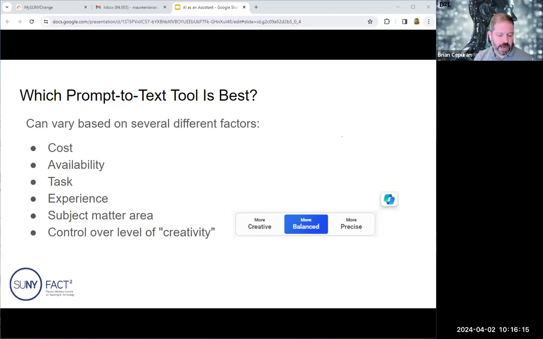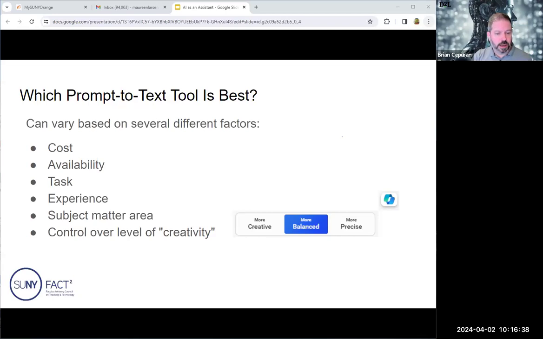Availability is another factor that obviously can be very important. Is it where you need it to be? I had mentioned before that AI is getting incorporated into a lot of different things. There's value and usefulness in having those things be available to where you want it to be.